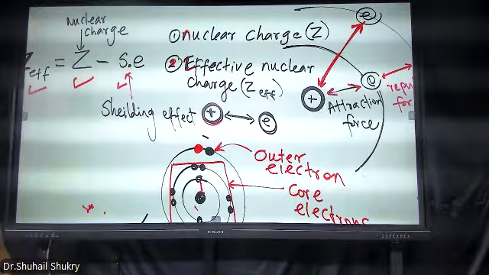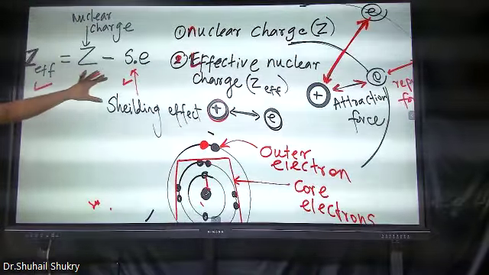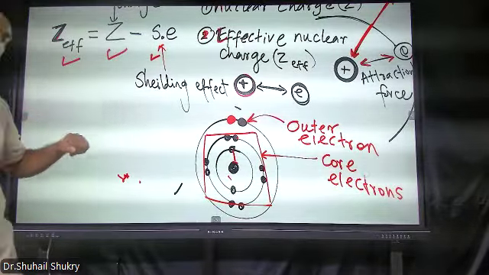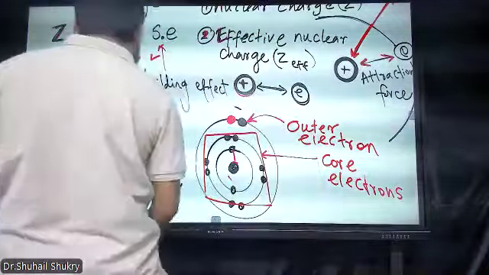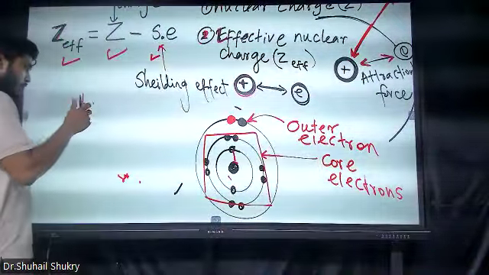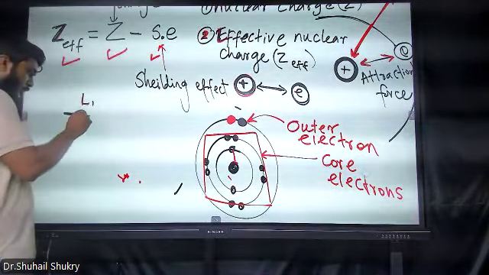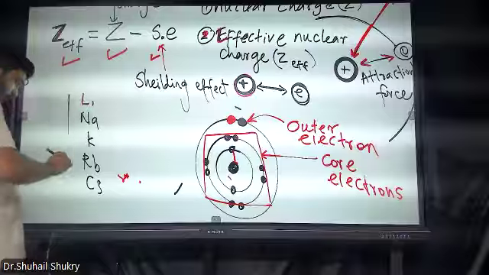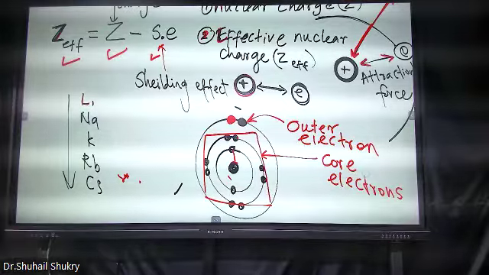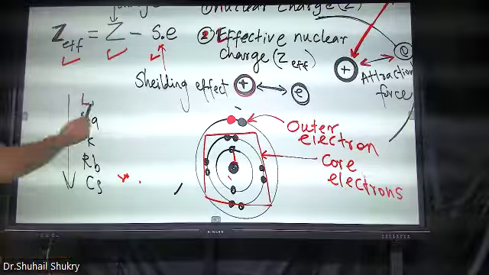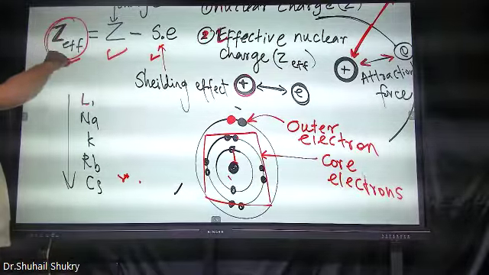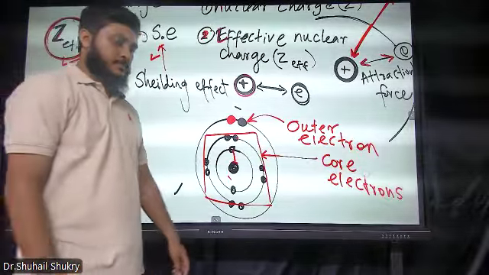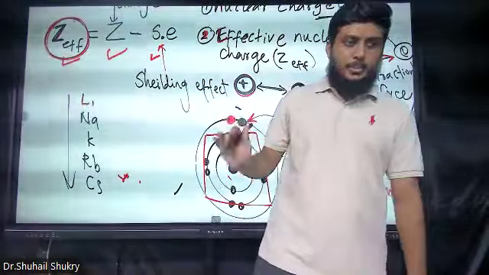So my question is, when you're going down the group, meaning from lithium, sodium, potassium, rubidium, cesium, going downwards, what might happen to the effective nuclear charge? Will it increase or decrease? What do you think?